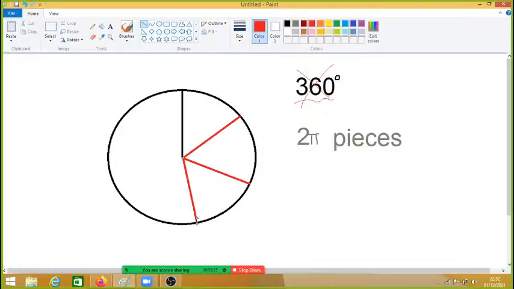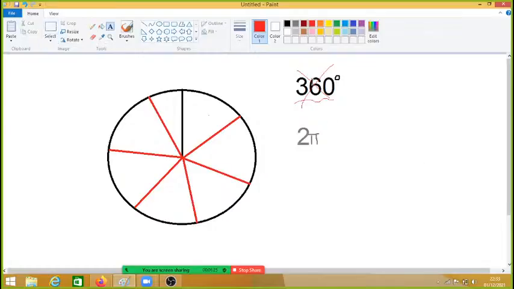So we'd say that each piece is one piece. We'd have a part of a piece just at the end. But if these were equal pieces, then we'd say these are 1, 2, 3, 4, 5, 6, and 6 and a bit. So that's 2 pi pieces. But the word pieces isn't really going to help us. It can get confused with many other things.